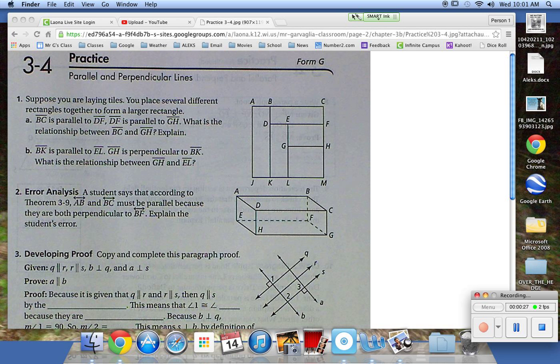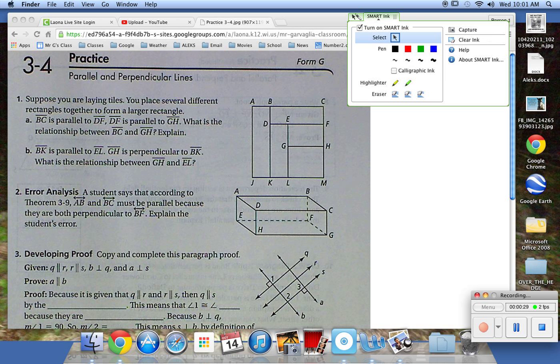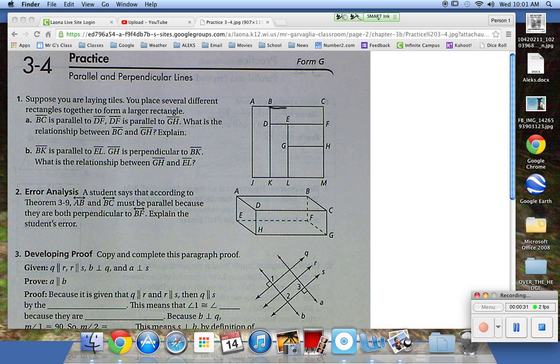BC is parallel to DF. So if I look at BC right here, it is parallel to DF. DF is parallel to GH. What is the relationship between BC and GH? How do you know that?